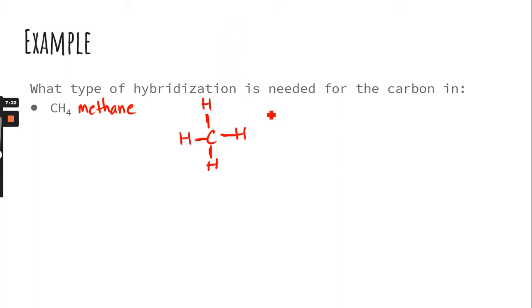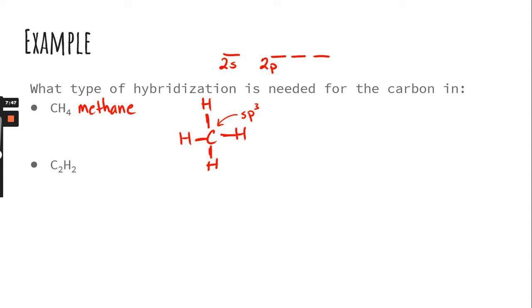So it's going to use its 2s and then all 3 of its 2p's in order to create equal orbitals to bond with the hydrogen. So that means the carbon is sp3 hybridized. It's smushing all of those together to create those equal bonds.